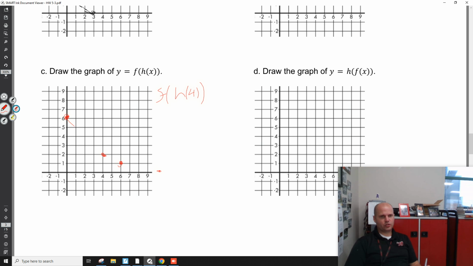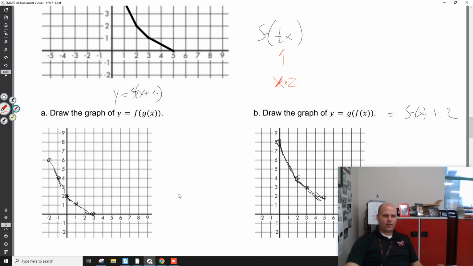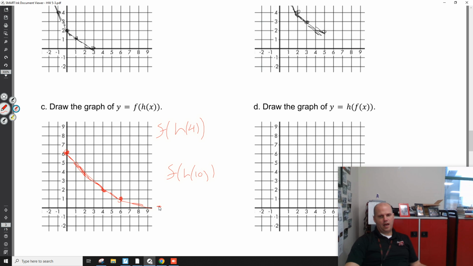And you could double check this. Plug in any point. f of h of 10. h of 10 is 5. f of 5 is 0. f of h of 10 is 0.